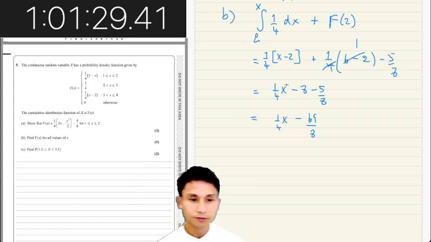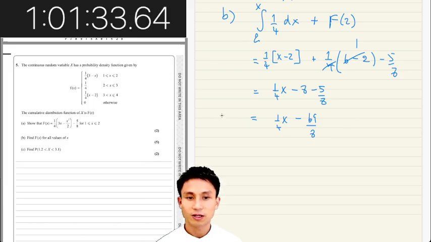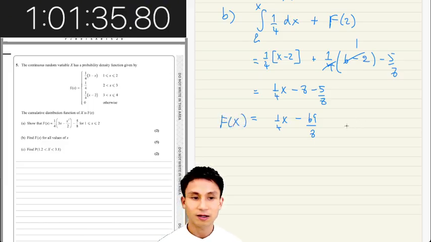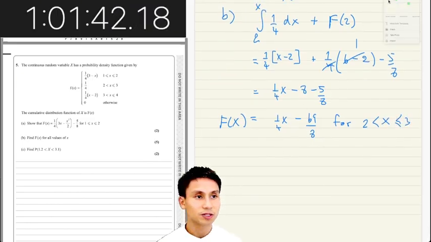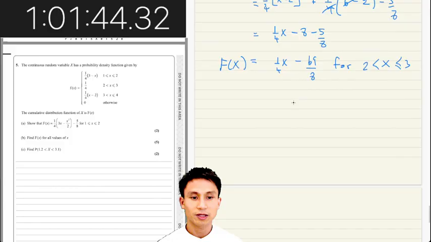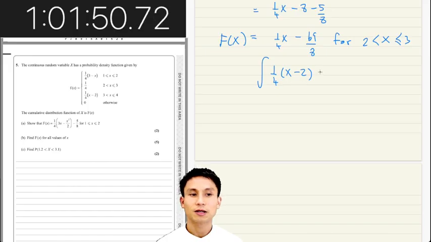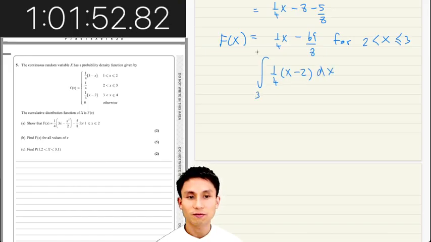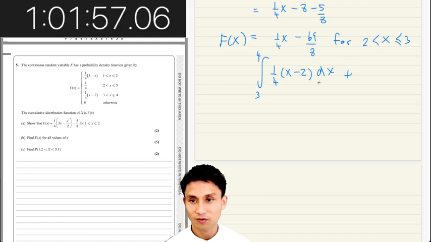Okay, so that would be my function right there, f(x) equals that for the second bound. And then we do another part similarly. Another part would be integrating that dx from the bound 3 to 4, and we're going to add the area from the previous part again, right?